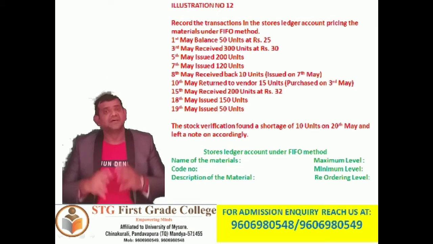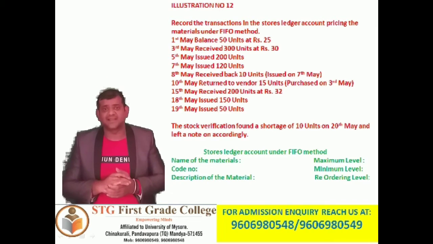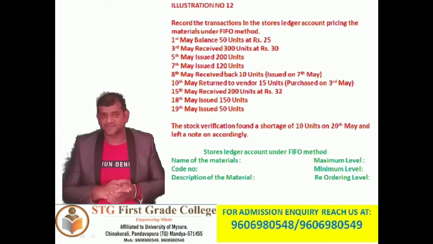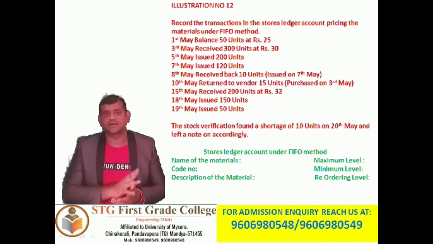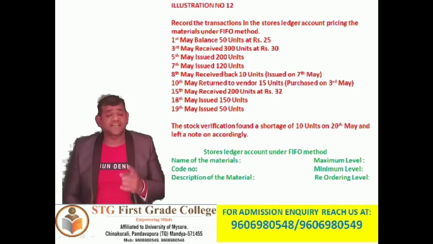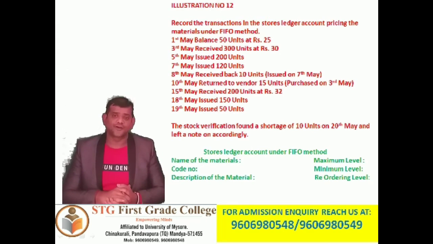method. On 1st May, balance 50 units at rupees 25 each. On 3rd May, received 300 units at rupees 30 each. On 5th May, issued 200 units. On 7th May, issued 120 units. On 8th May, received back 10 units.